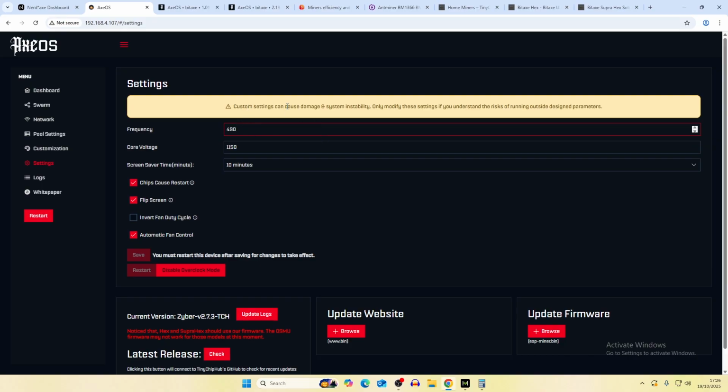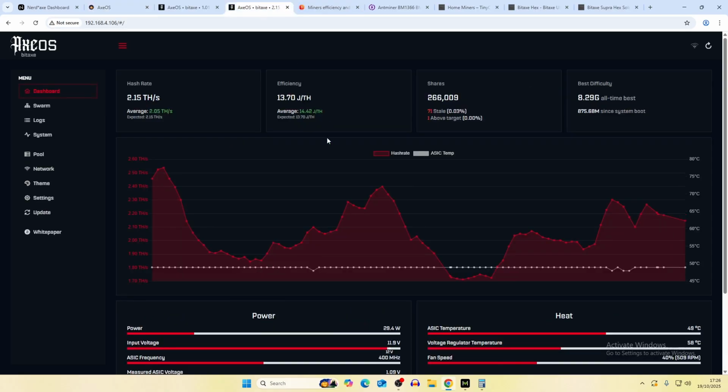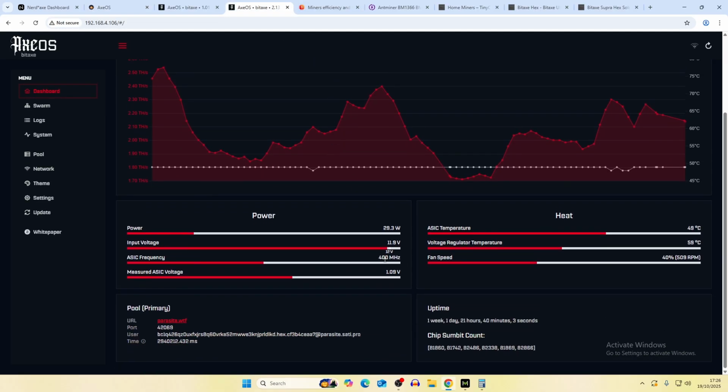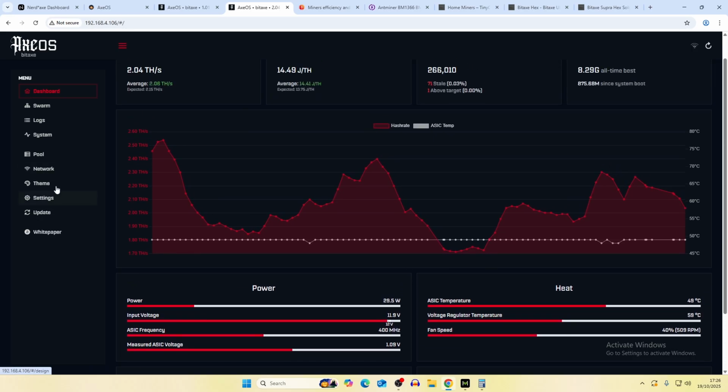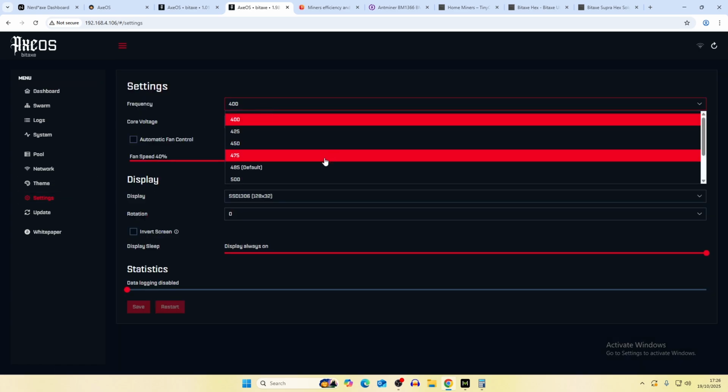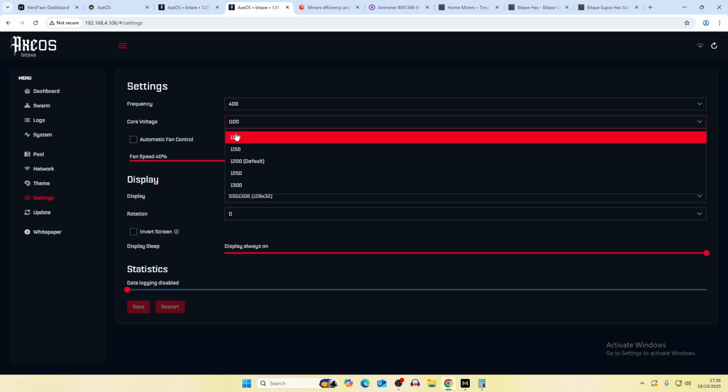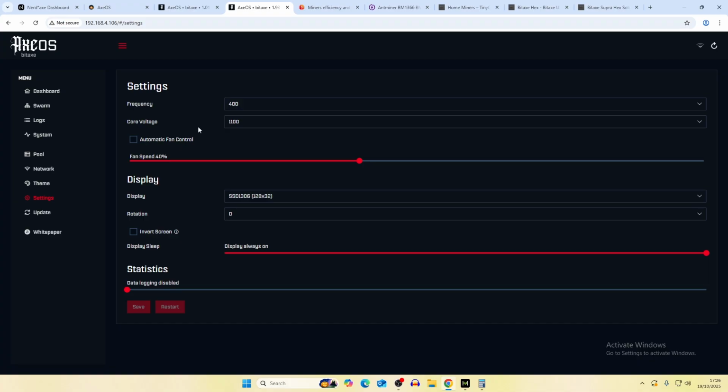As it does say, custom settings can cause damage and system instability. Only modify these settings if you understand the risk of running outside the design parameters. I don't advocate for you technically underclocking this low. In theory, you can go a little bit lower than this and it would probably be way more efficient as well. But these settings are set in your dropdown, which technically means that they should be viable as an underclock setting.